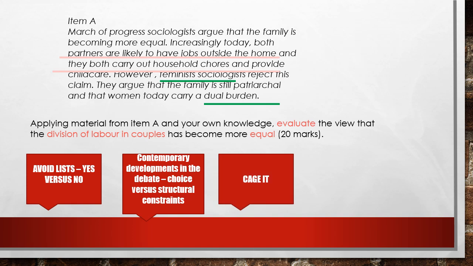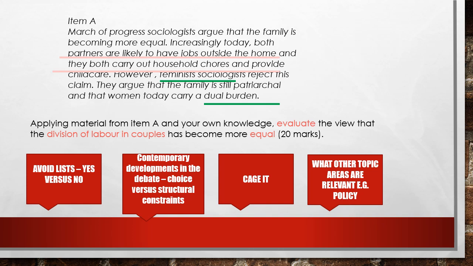Also, students tend to treat people as the same, as a homogeneous group. So all couples are either equal or all couples are not equal. Well, CAGE it. You know, are there class differences? Are there gender differences? Are there ethnic differences when it comes to looking at those debates? And what other topic areas could be relevant to showcase here? So you might want to bring in the fact that policy has impacted whether or not couples have become more equal. So policy changes might encourage the symmetrical family or discourage it.